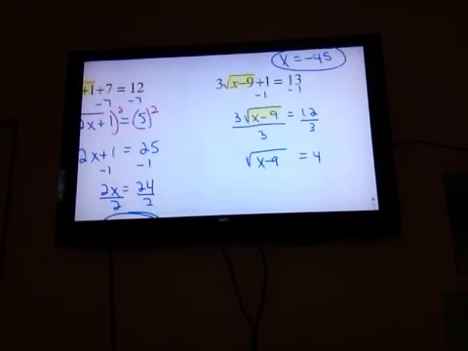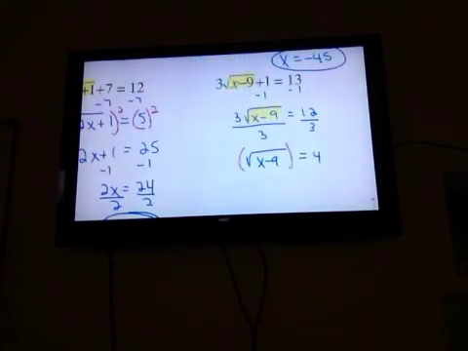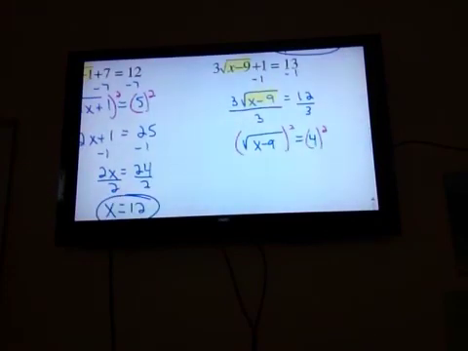Now that radical is by itself, so you're ready to square both sides. So the square root squared gives you what's underneath. 4 squared, 16. And then get x alone by adding 9. And x is 25.